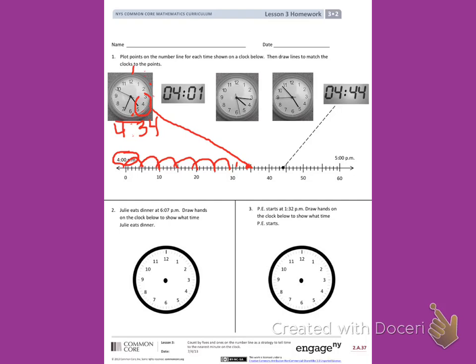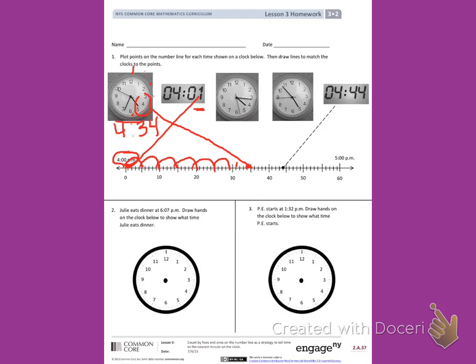Now I have 4:01. So again, I start at 4 o'clock and now I'm going to 1 minute after 4. So I won't be counting by fives, I'll be counting by ones. So 4 o'clock, 4:01. I'm going to plot the point at 4:01. And again, I'm going to draw a line from the digital clock to the number line.